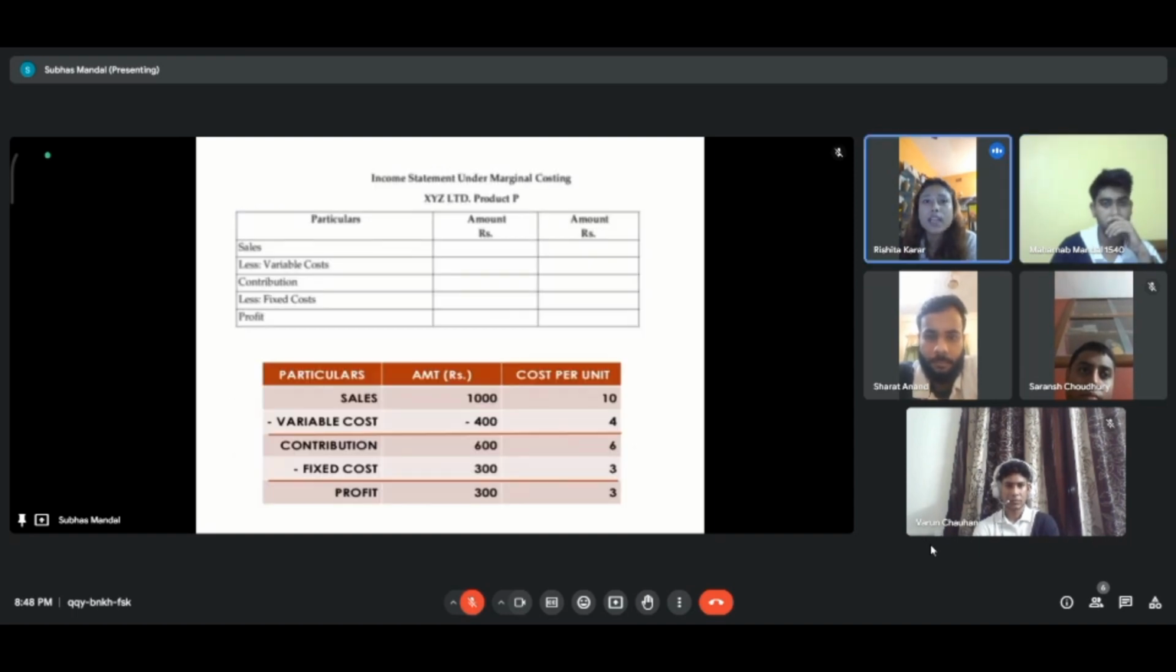So now we are going to move on to the next slide. Here we have a format of income statement under marginal costing. As you can see, we have sales in particulars, where we deduct variable cost from sales and we get contribution. And we have to deduct the fixed cost from contribution and we will get the total profit. So this is how we calculate the total profit under marginal costing.